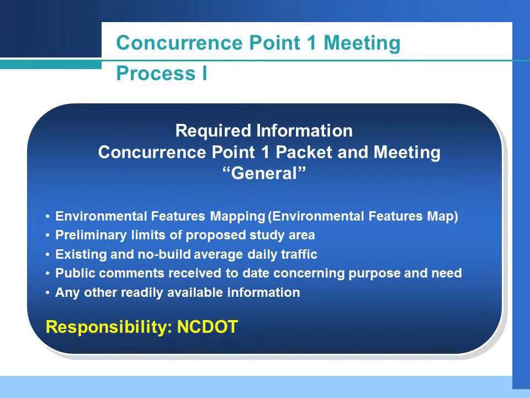As mentioned earlier, needs for the proposed action generally fall under one or more of the following areas: capacity deficiencies, safety, system linkage, travel time, access needs, traffic compatibility, legislative mandate, or economic development. Now we will consider each of these general needs and the corresponding detailed information to be provided to the project team for Concurrence Point 1, Process 1.